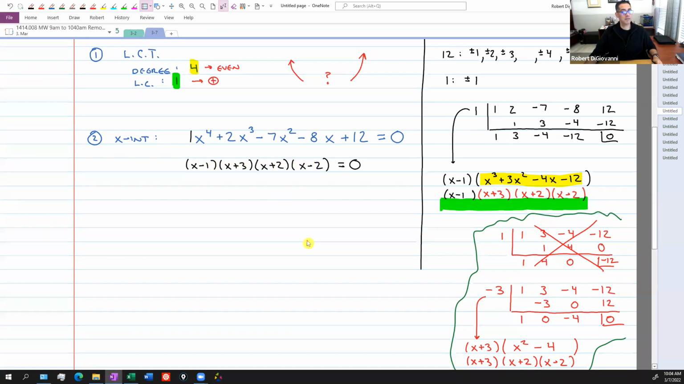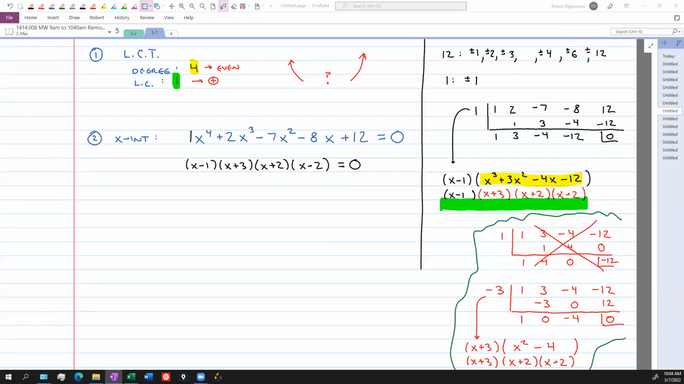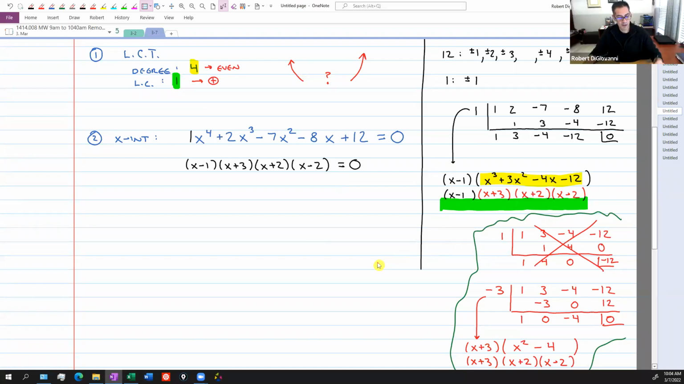We good? What do we do now? Set all of them equal to 0. Yep, set all of them equal to 0. Okay, so when we set them equal to 0, I'm just going to put what the answers are. We get 1 here. We get -3 here. We get -2 here. And we get +2 here. So we know where on our graph we have x-intercepts.